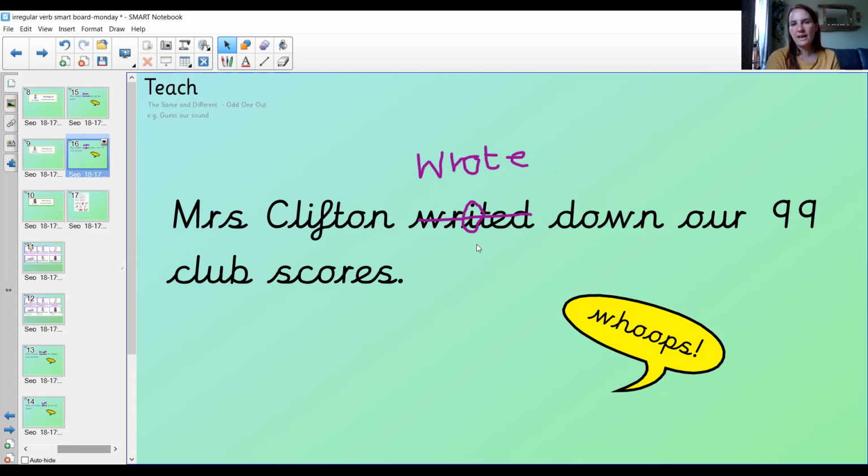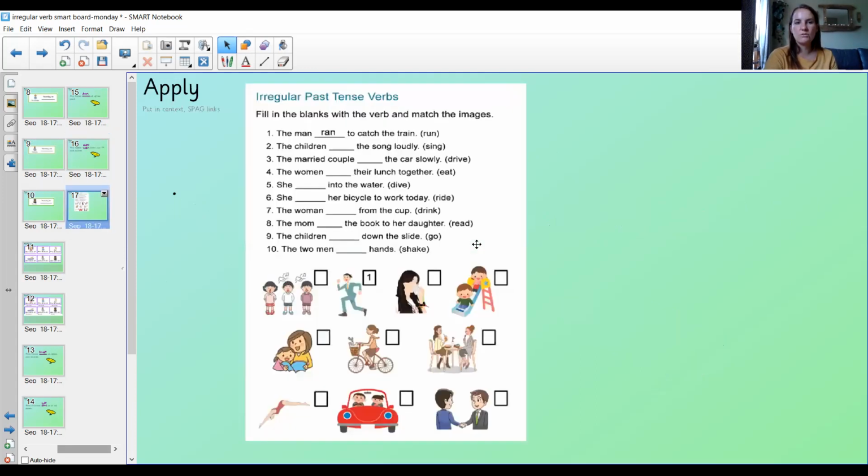So we have to be very careful when we're writing past tense verbs to make sure that we're using the correct version, whether it's an irregular version or a regular one. So here is your task for me this morning. And this is what I would like to see photos of. And Miss O'Connor would like to see photos of via Dojo. So you're going to fill in the blanks, the verbs, and match the images. Now, there's images down there, they can help you.